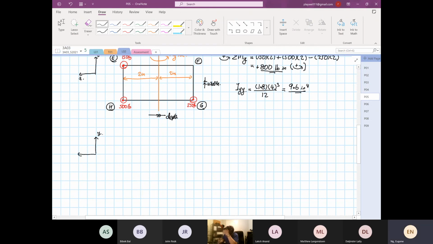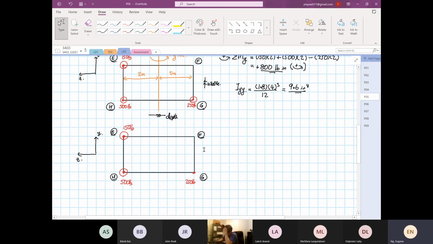Right, this is Y and this is Z. Again, put this down and draw this out. So this is point E, point H, point G, and point F. Then you draw in your loads. We have one here going at 150 pounds. One here, the dot means it's coming towards us, 500 pounds. And then the dot here, this is 250 pounds.